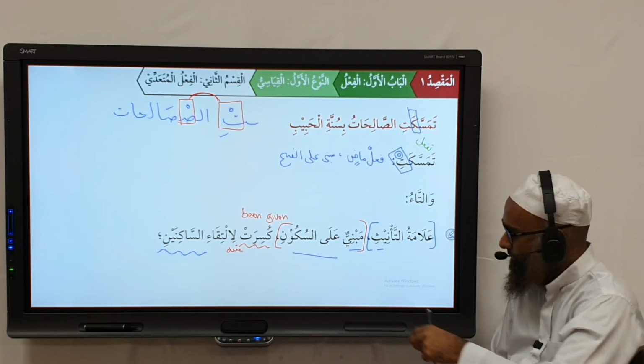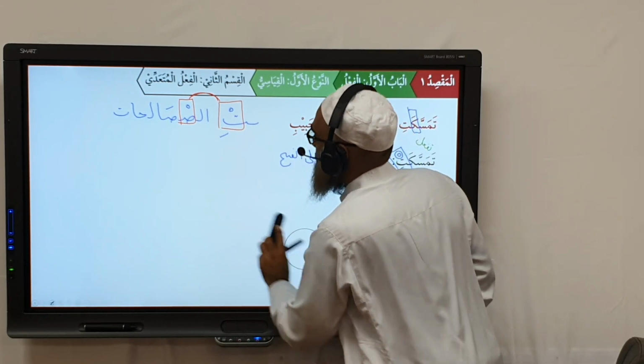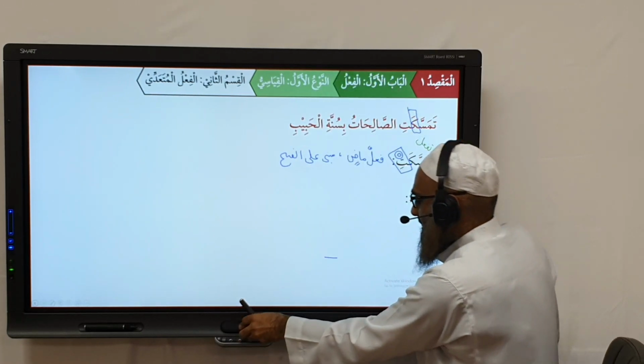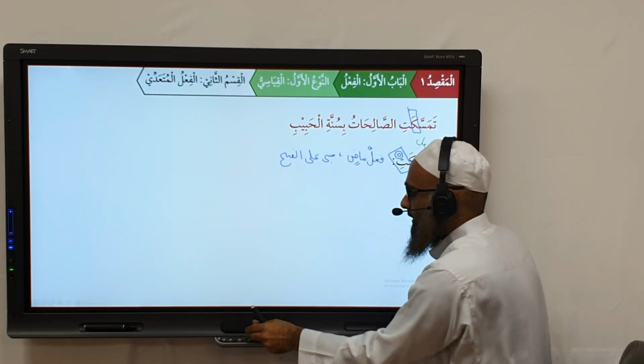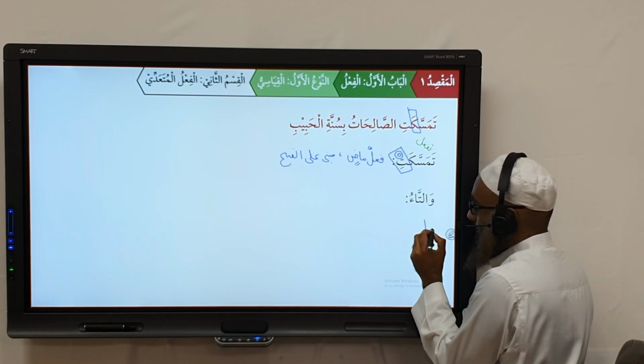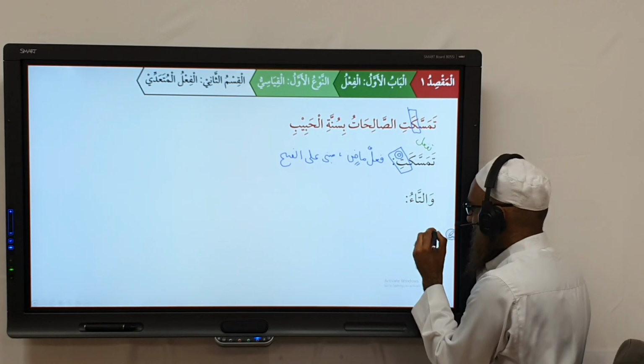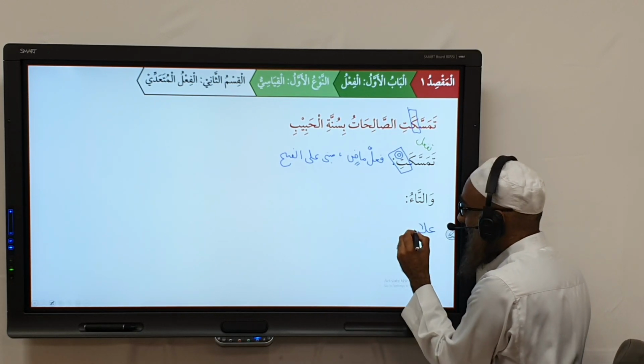How do you do the I'rab of this? Okay, let's do it again. Have you understood how we do the I'rab of this? What do we do again? What is it first? It's a harf. When it's a harf, you have to say what it is. So it's alamatu ta'nith. Whenever you have a harf, you say what it is.